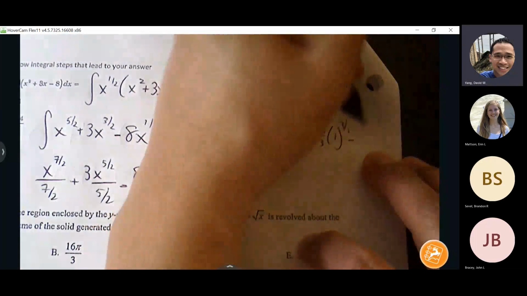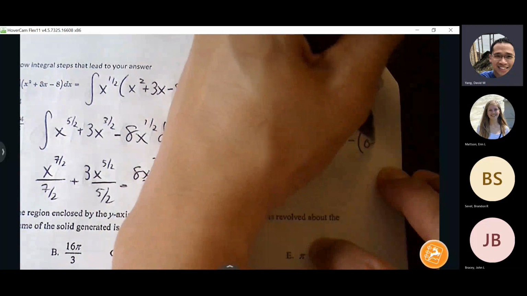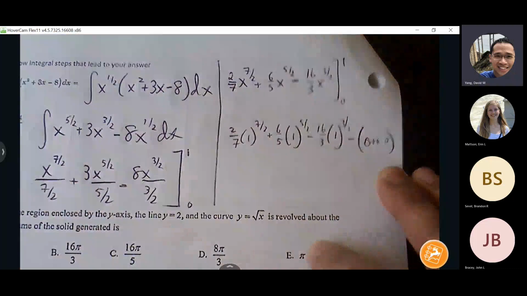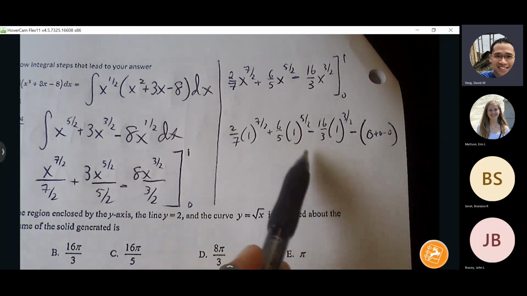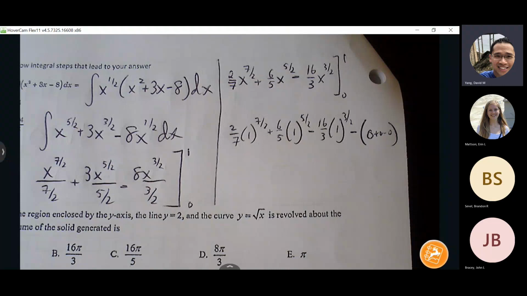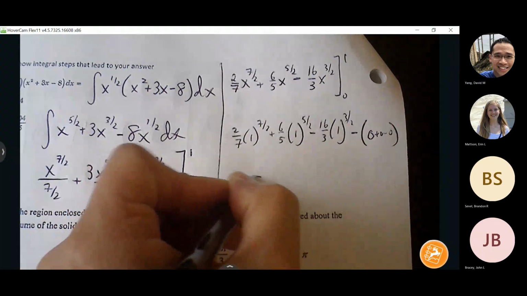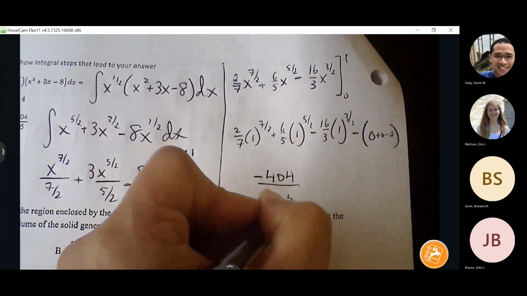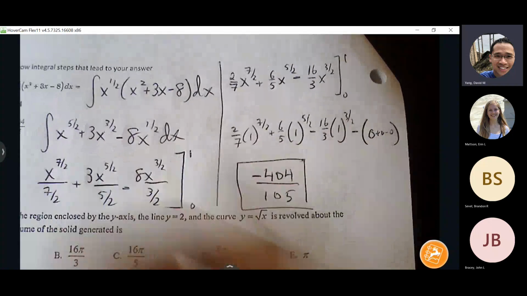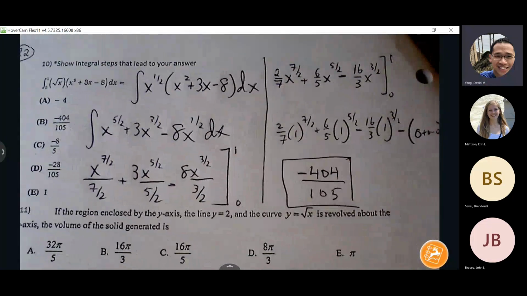The zeros: it looks like in this case, 0 does wipe everything out. But we always want to make sure and convince ourselves that there's nothing hidden, nothing tricky going on, right? In this case, the zeros do go away. So 2/7 plus 6/5 minus 16/3. Yeah, it's a messy fraction, but you could use your calculator to find the appropriate choice.